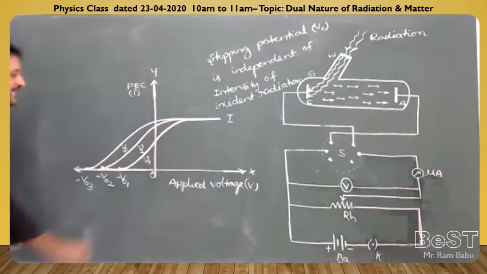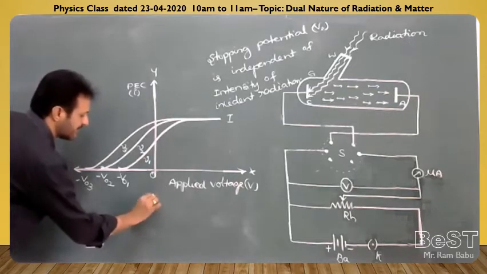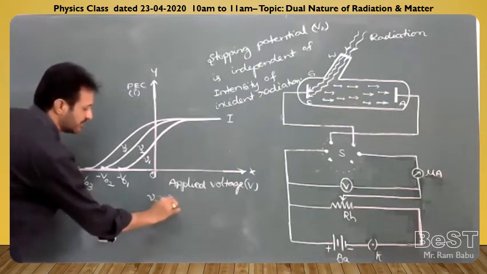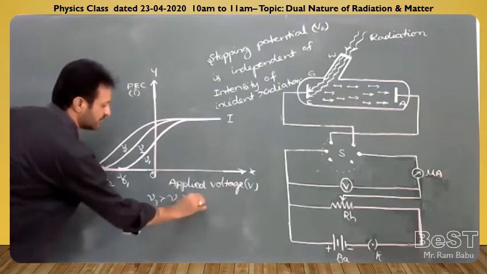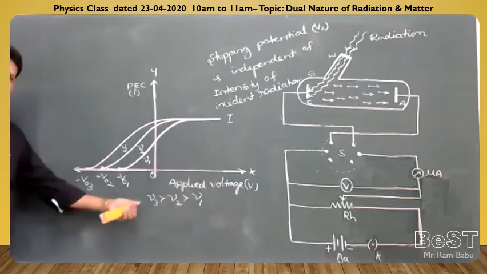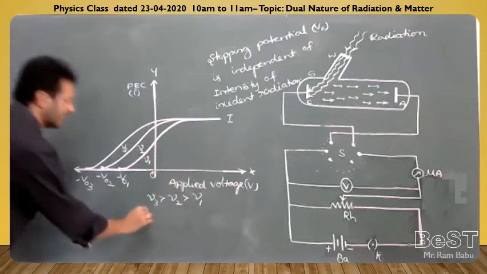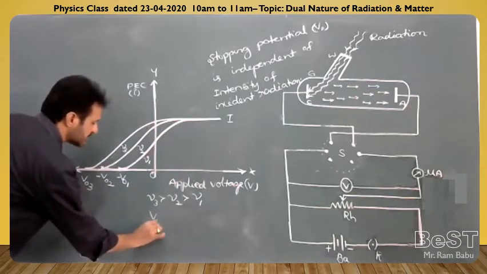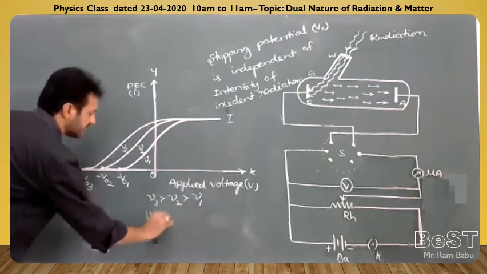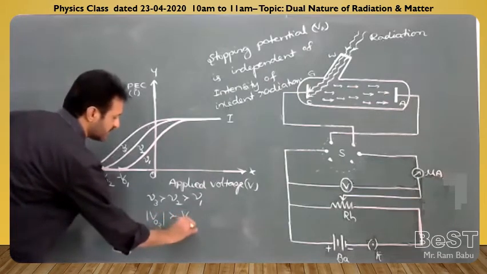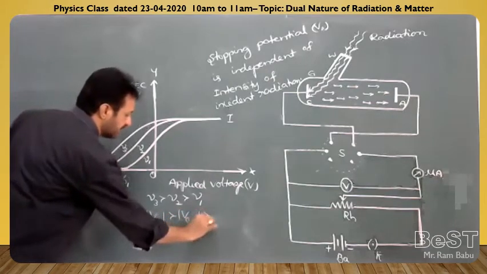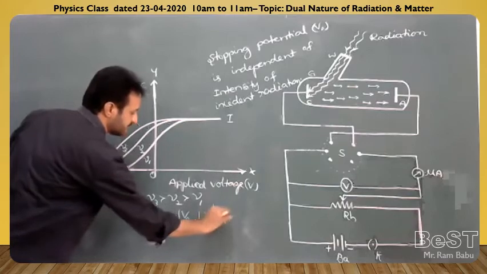So in this graph, the frequency of the radiation nu 3 is greater than nu 2, which is greater than nu 1. So nu 3 is higher than nu 2, and nu 2 is higher than nu 1. In the same manner, the magnitude of the stopping potentials V03 is greater than V02, which is greater than V01. You should write this.